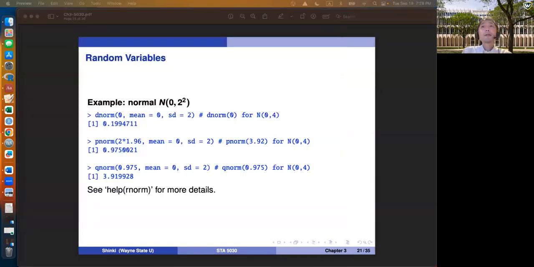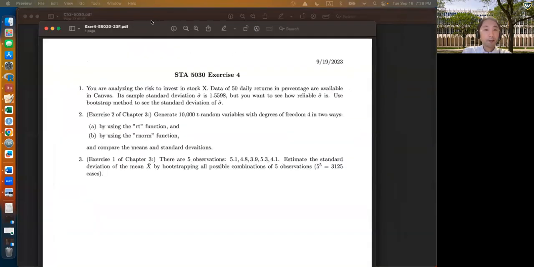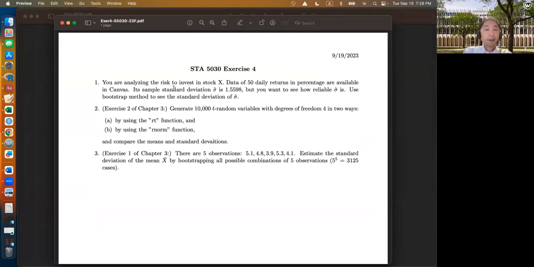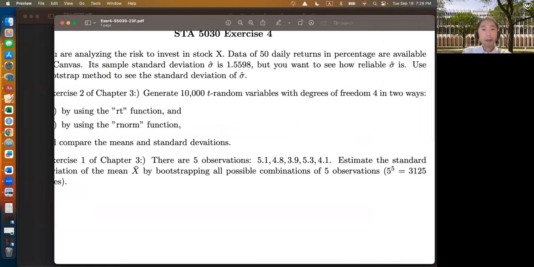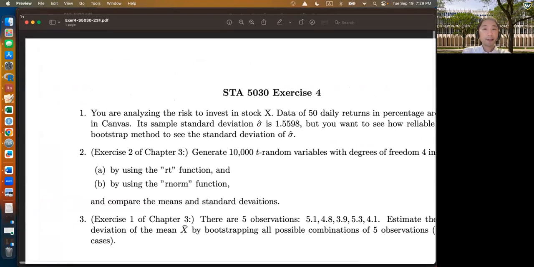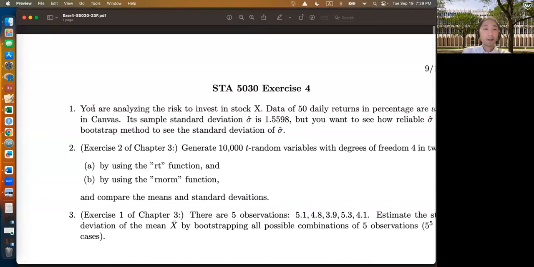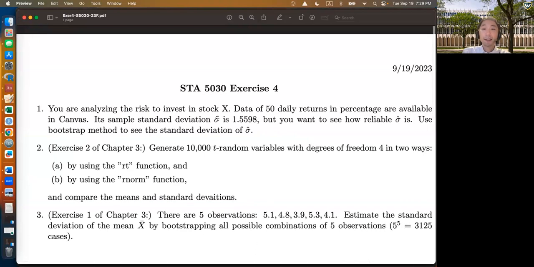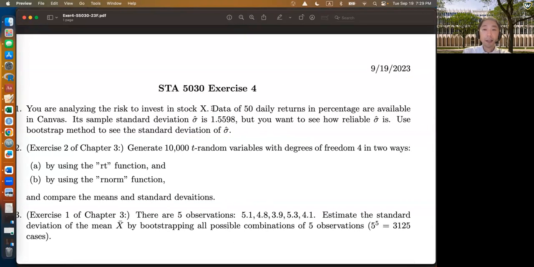And maybe we focus on the first question, because the second and third questions we haven't done yet. Maybe the third one we have done, but the first question. Okay, so we are analyzing the vector x. We are investigating the risk of investing in stock X, and we have data of 50 daily returns in percentage available in Canvas. This is the return.csv file, and its sample standard deviation is 1.5598.